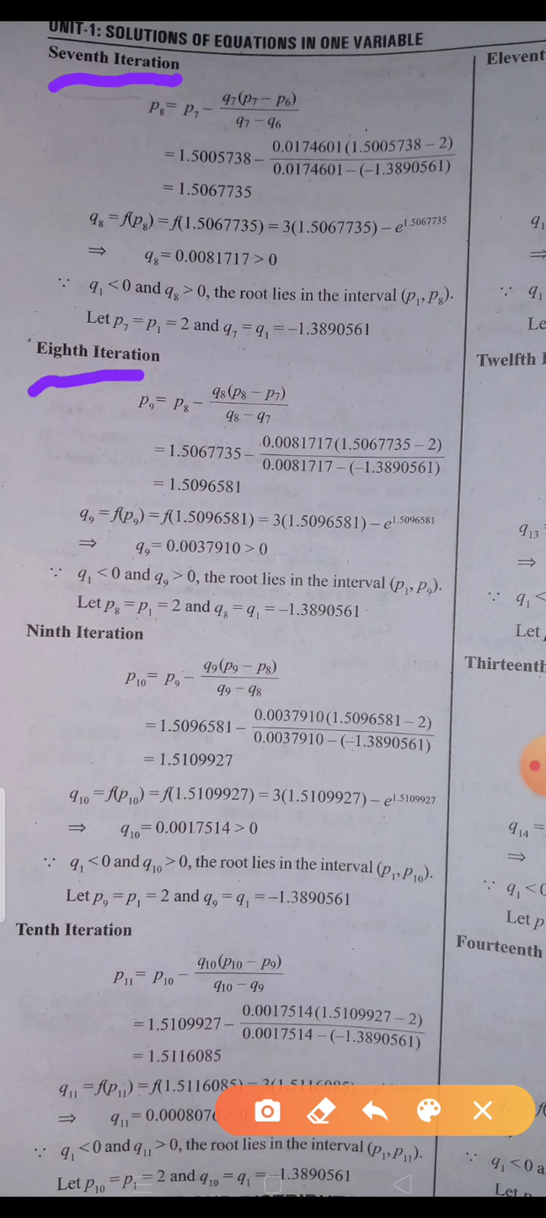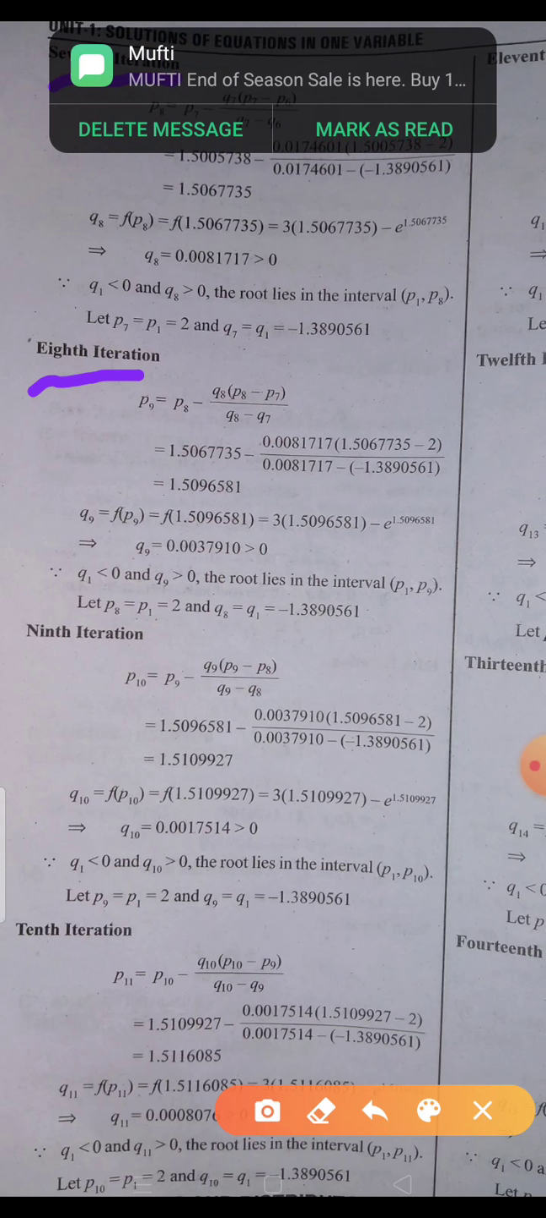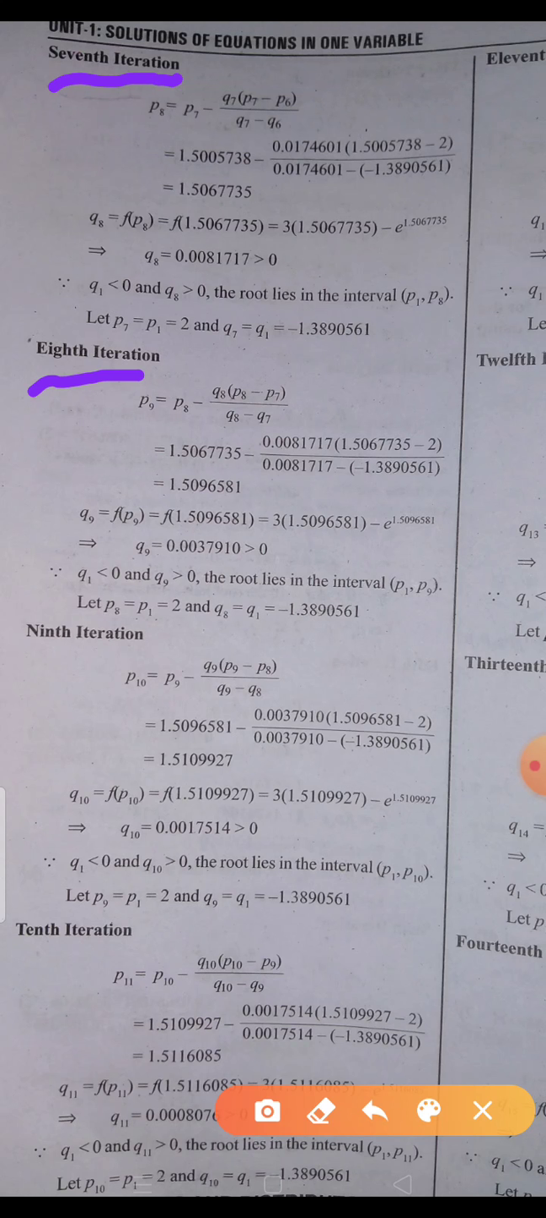Eighth iteration. P9 is equal to P8 minus Q8 into (P8 minus P7) by (Q8 minus Q7), which is equal to 1.5067735 minus 0.0081717 into (1.5067735 minus 2) divided by (0.0081717 minus Q7), minus 1.3890561, which is equal to 1.5096581. Now we will find out Q9.